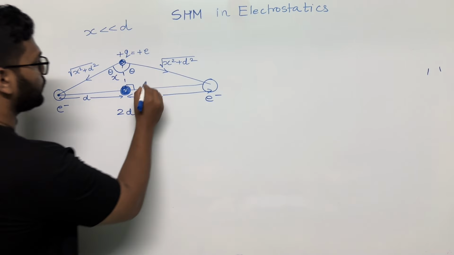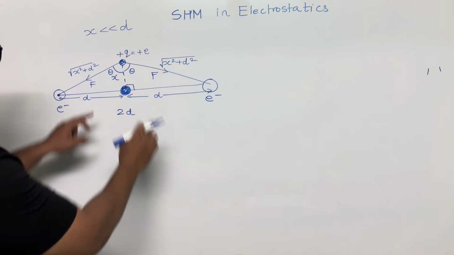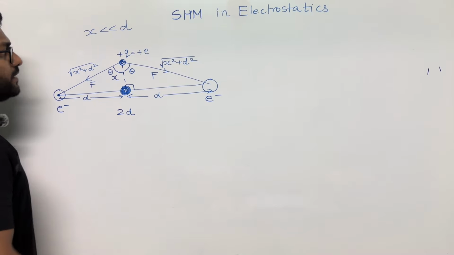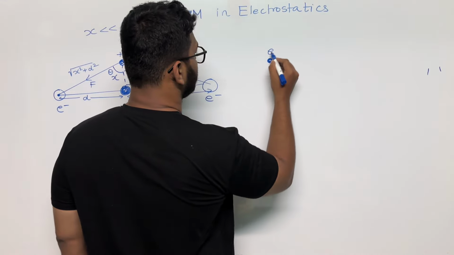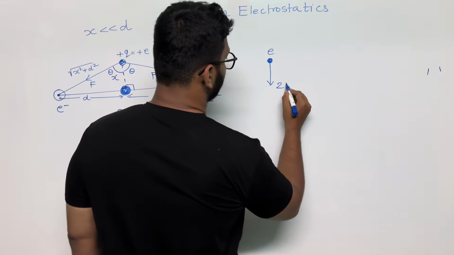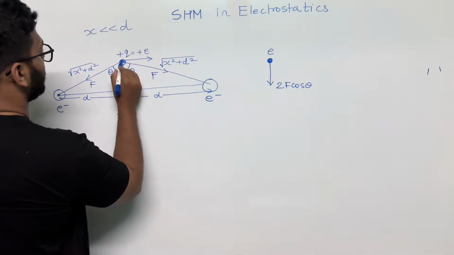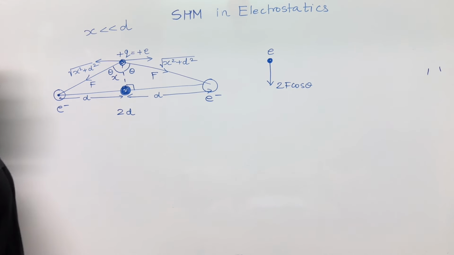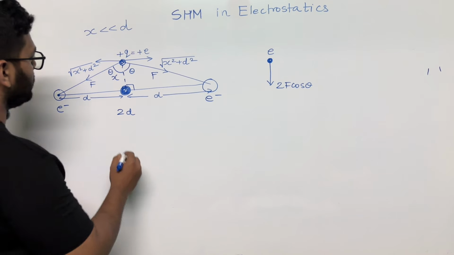So I have this one force F and another force F again of the same magnitude, and their components in the vertical direction will be F cos theta. So for this proton with the charge e, the downward force is going to be 2F cos theta. And these two components F sin theta and F sin theta will cancel out each other, so the net force will be downwards, which is 2F cos theta.